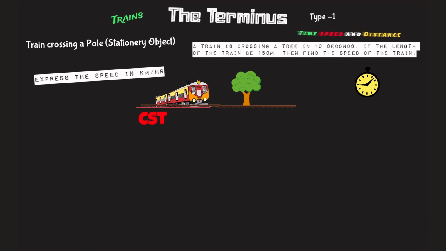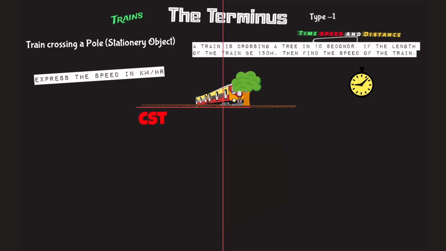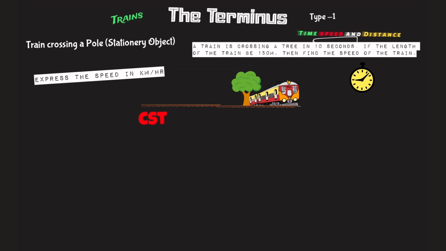This train comes and reaches this tree, which means the engine of the train is just touching the tree. And that is when I start the stopwatch. So the first question you need to ask yourself in this problem is, what is this 10 seconds? How do I start the stopwatch and where do I end the stopwatch? First understand that the train comes here, the engine just touches the tree and the train crosses its length. Now I stop the stopwatch.